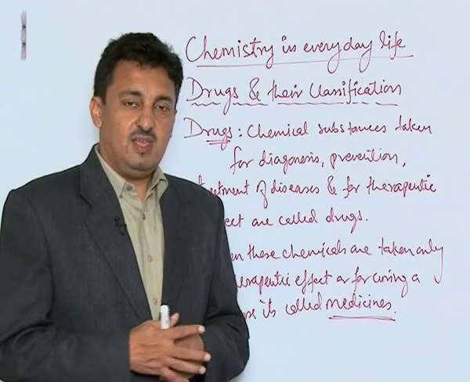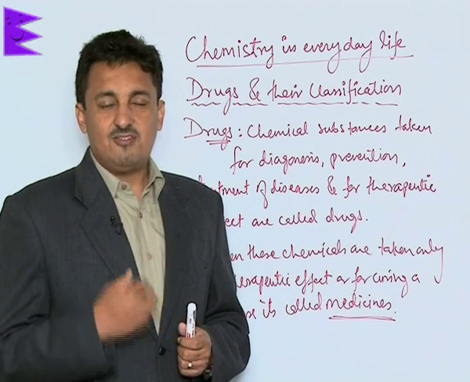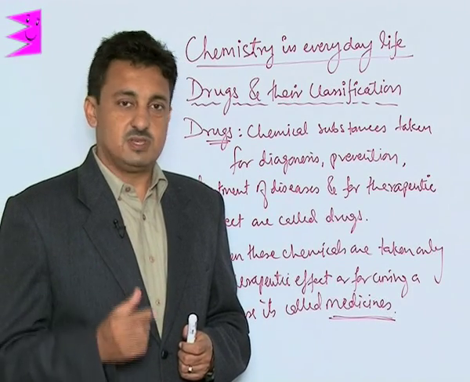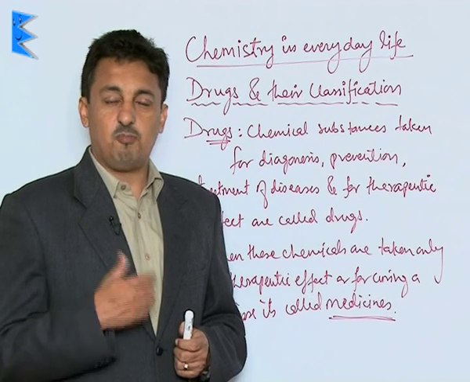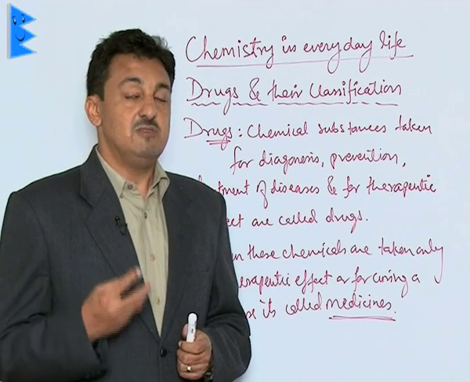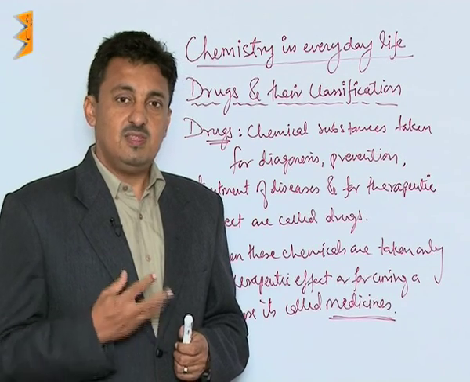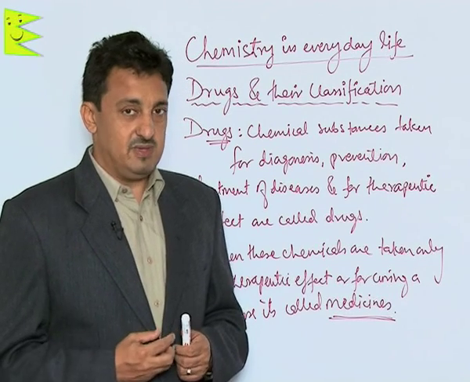Another important thing: if the drugs or the medicines are taken beyond the prescribed limit, they become poisonous. Poisons are those chemical substances which are harmful to our human system, harmful to human beings. Then another thing, what is chemotherapy?